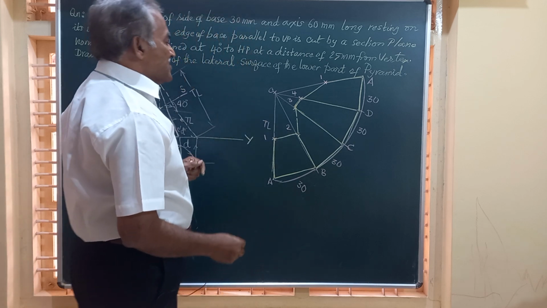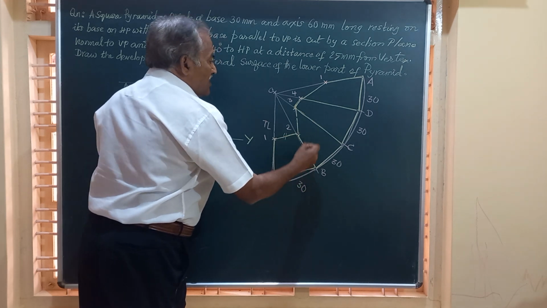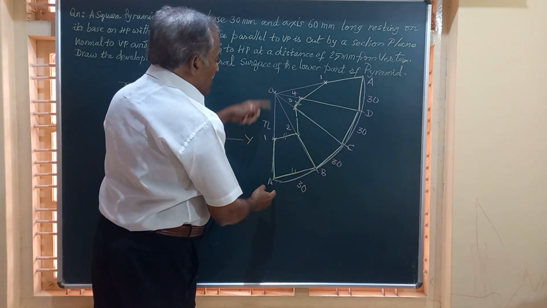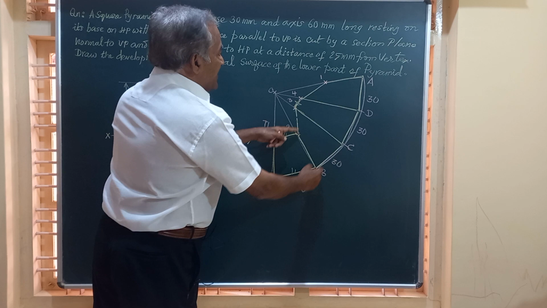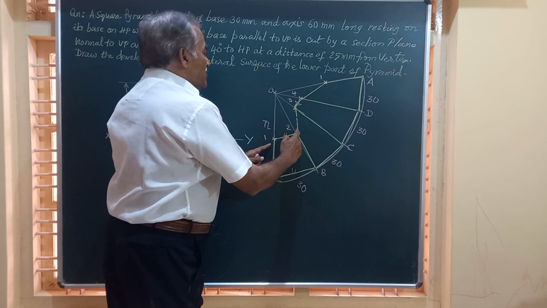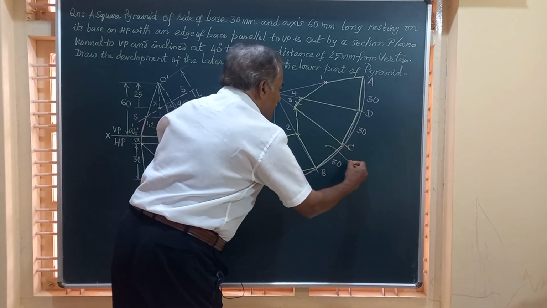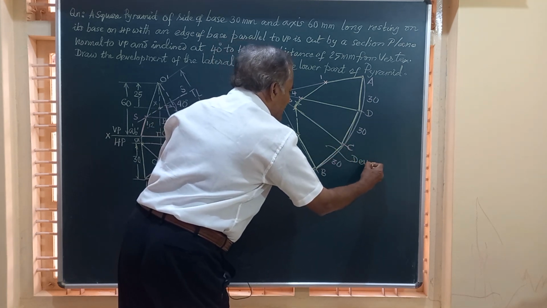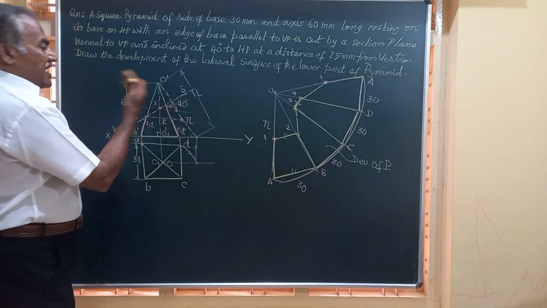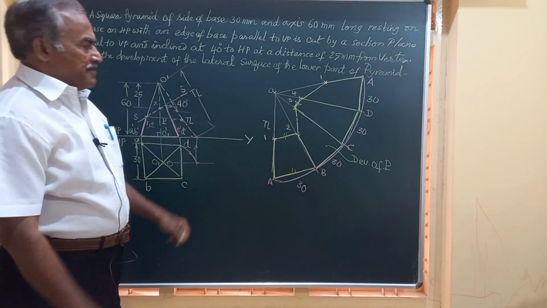Friends, if you observe this figure, here 1 to 2 is parallel to this, and this line 3 to 4 is parallel to this, and on OA and OB you will have the same measurement retained. Friends, this portion shown in color, that is 1, 2, 3, 4, 1, A till this A and 1, will give the development of P. I will say DEV, development of P. That is the development of the lateral surface of the lower part. This is the lower part of the square pyramid.